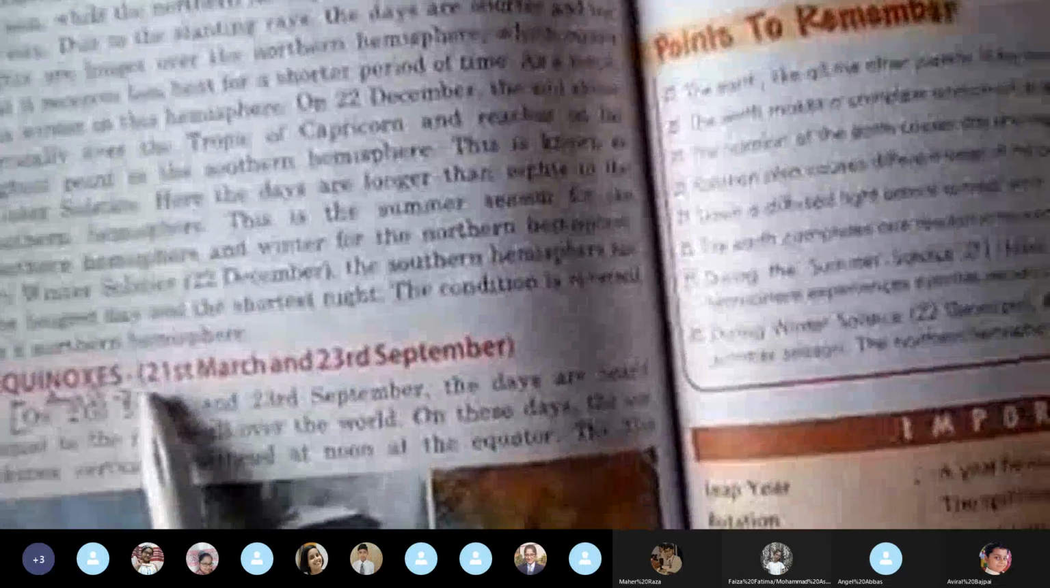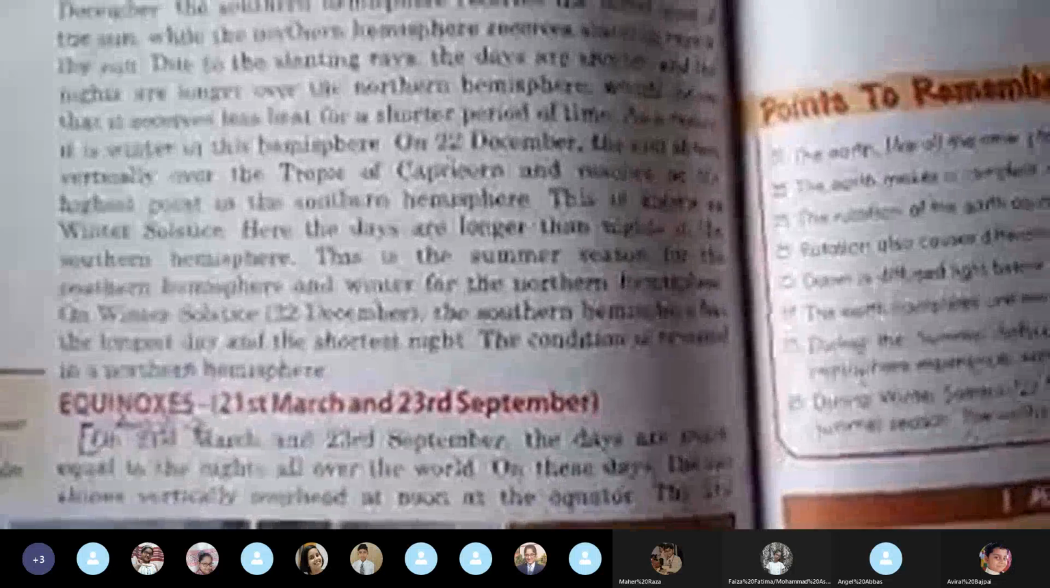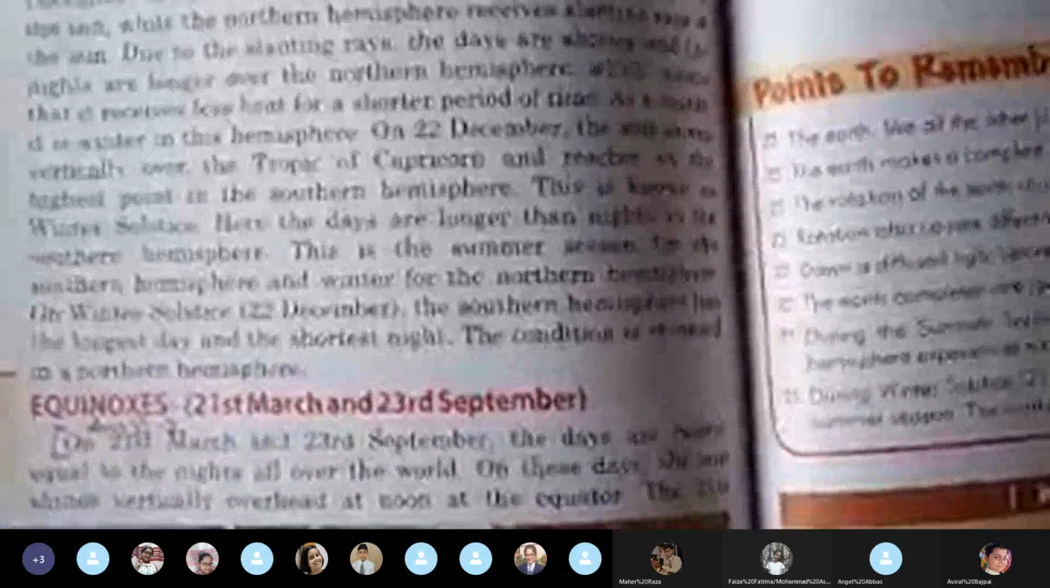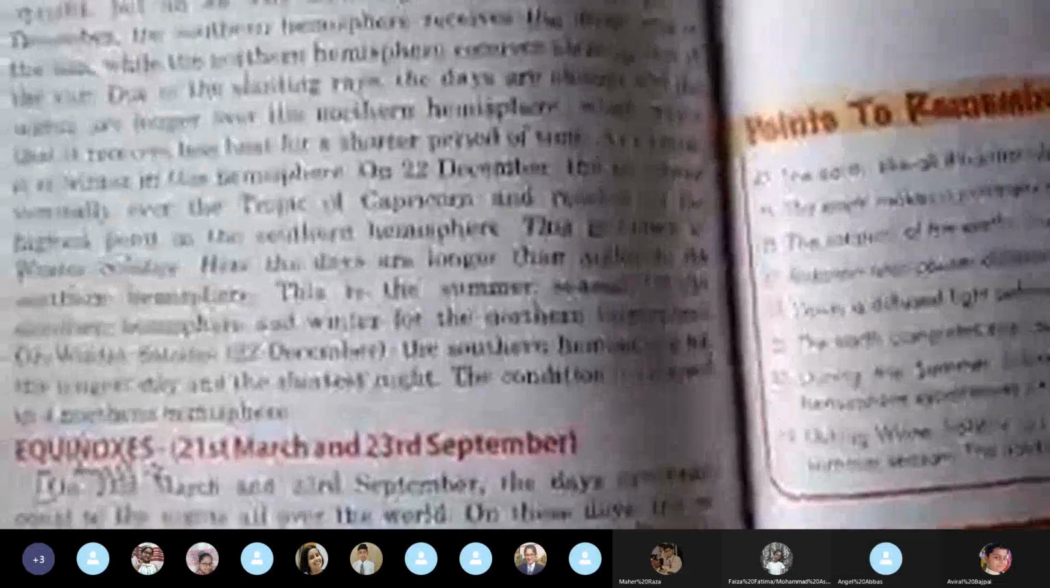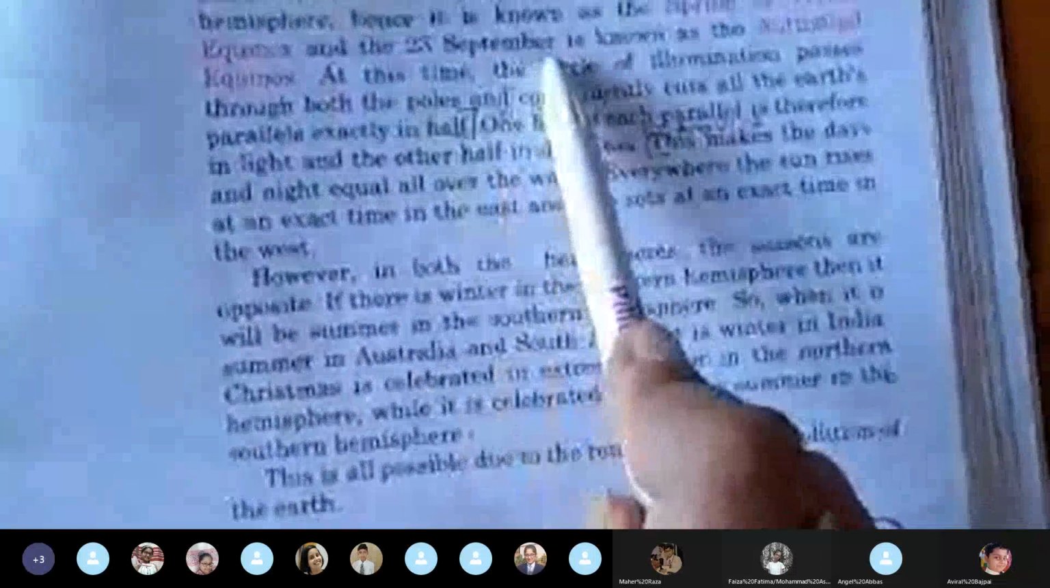You will write equinoxes. You write 21st March, 23rd September. After that, you write on 21st March and 23rd September, the days are nearly equal to the nights all over the world. On these days, the sun shines vertically overhead at noon at the equator. The 21st March marks the beginning of spring in the northern hemisphere. Hence, it is known as the spring or vernal equinox, and the 23rd September is known as the autumnal equinox.